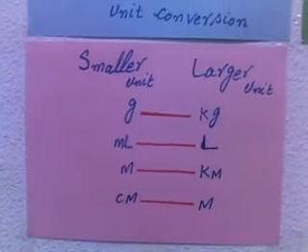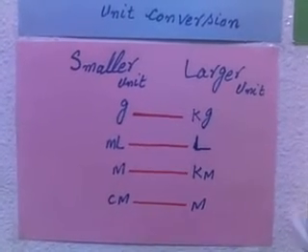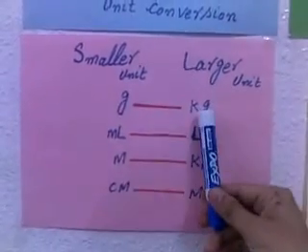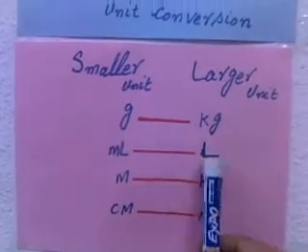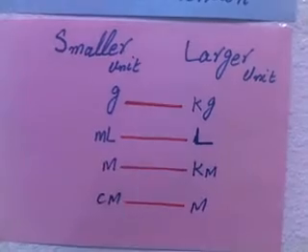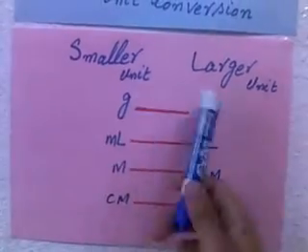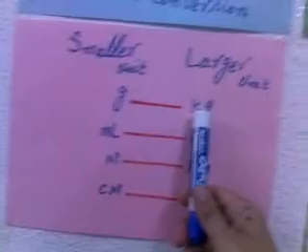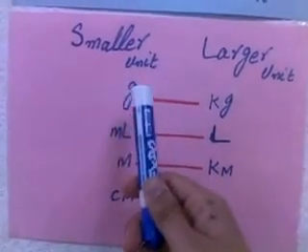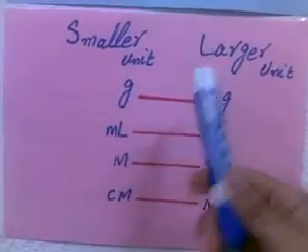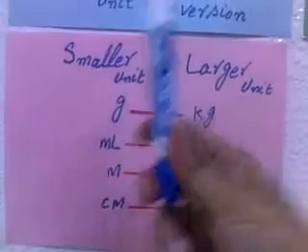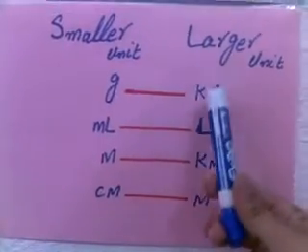For understanding this problem, put 1 with both units: kilogram and gram, liter and milliliter, kilometer and meter, meter and centimeter. So put 1 with both units. For example, 1 kg and 1 gram. Which unit is smaller and which unit is larger? Now it's very easy for us to find out, because 1 gram is smaller than 1 kilogram.